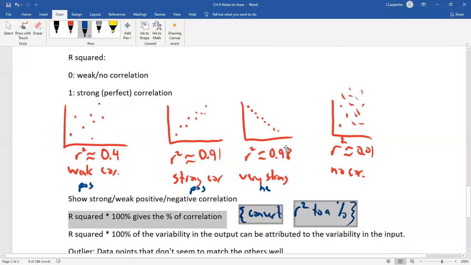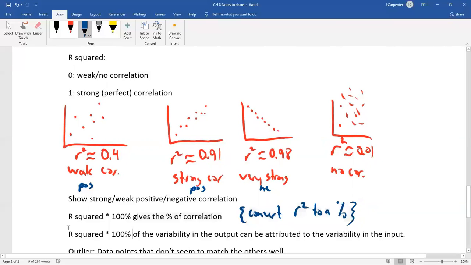So if you have an r squared of 0.98, that says that 98% of the change in the output is because the input is changing. And say caused. Well, I guess that's kind of a weak word to use. Because the input is changing, the output is also changing based on observation. That's a better statement to say.